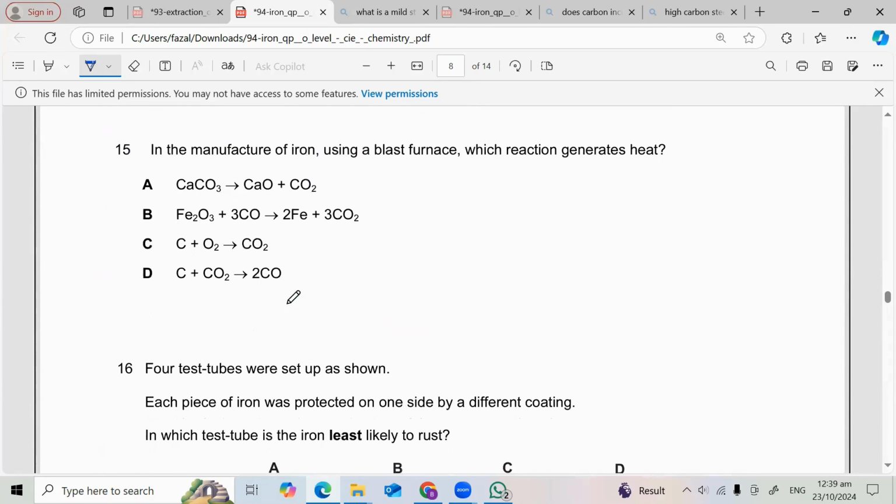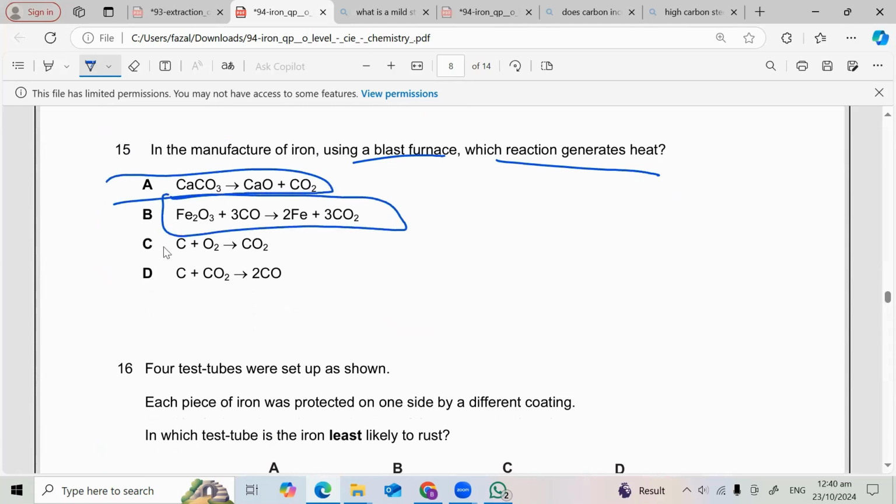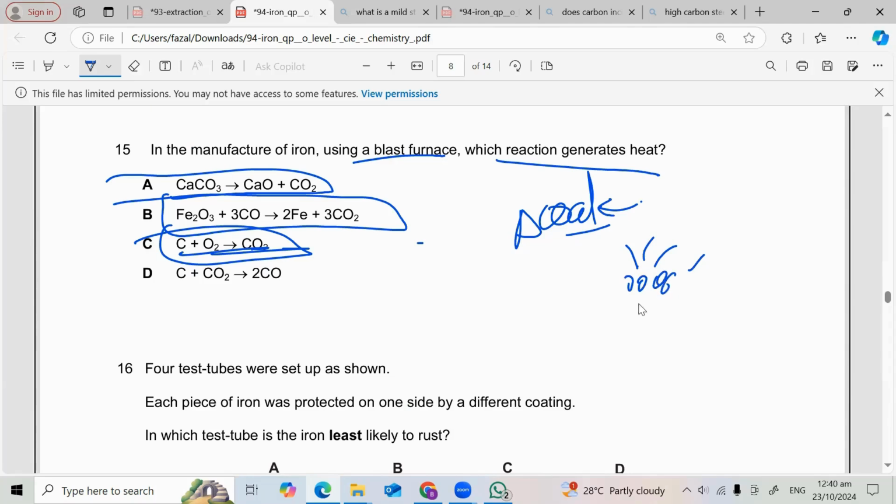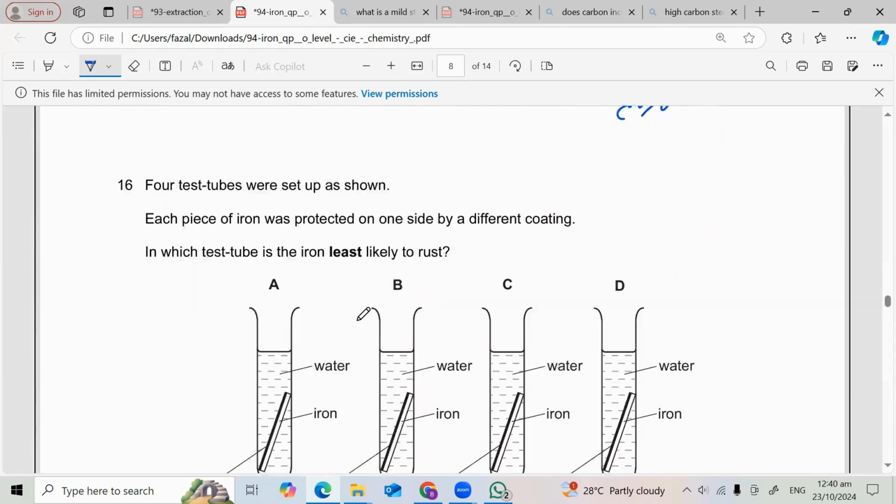In the manufacture of iron using a blast furnace, which reaction generates heat? This one doesn't generate heat, and this reaction also doesn't. But when carbon reacts with oxygen, for example coal, which is carbon, when we burn it, the reaction occurs and it generates heat. On this coal, meat is being grilled. So C is the correct answer.